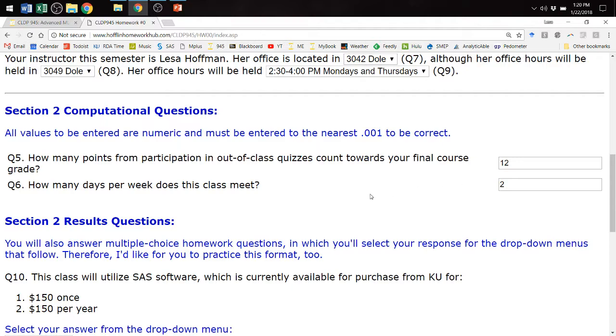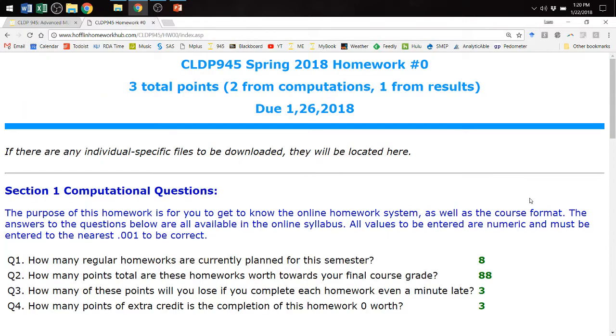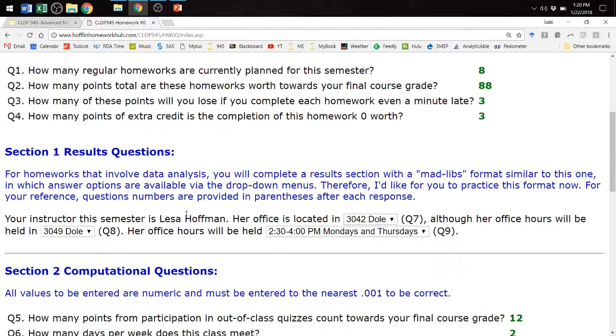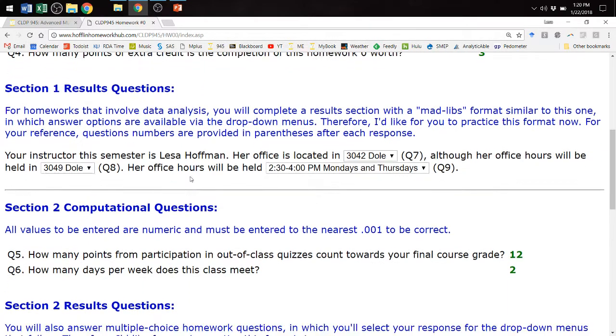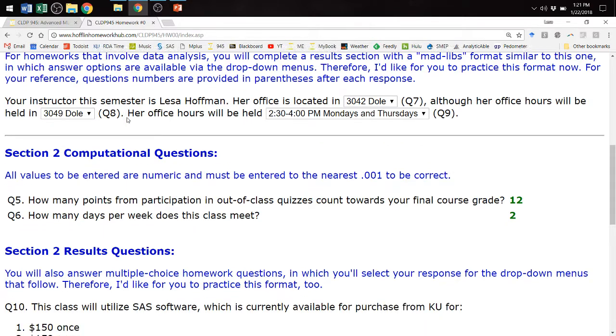So you'll note that every time I submit something, there's a box here where you can hit check and save, or you can hit the enter key. The computational ones turn green, but nothing happens to these ones. So these fill-in-the-blank questions and the multiple choice questions only turn red and green after the due date. So you don't get a chance to fix those, although you will get a chance to see what the right answer was if you get the wrong answer.